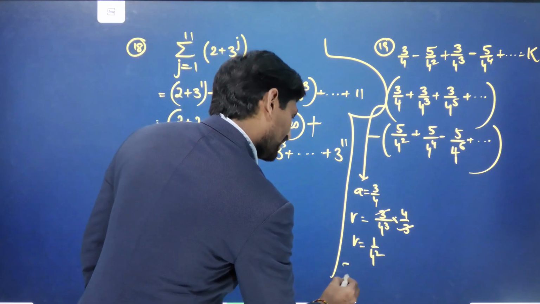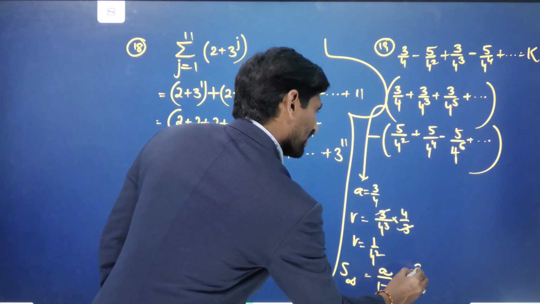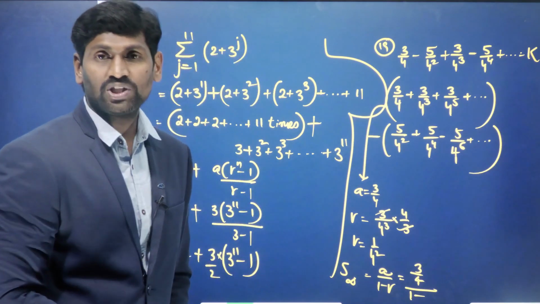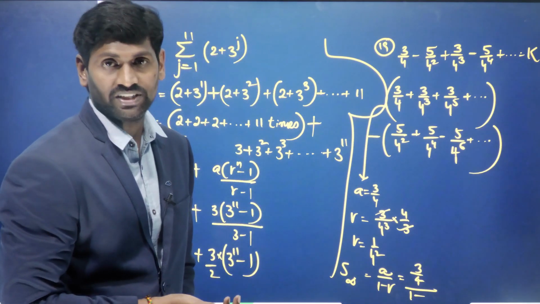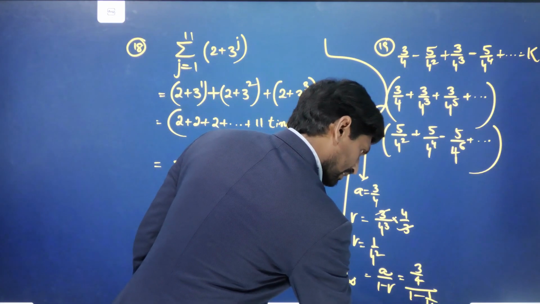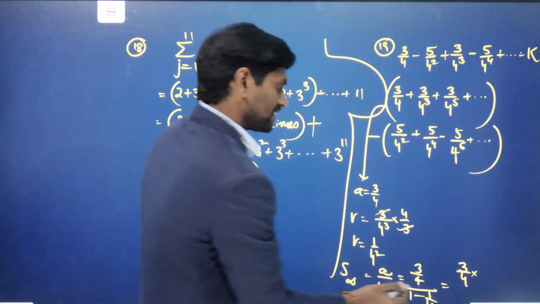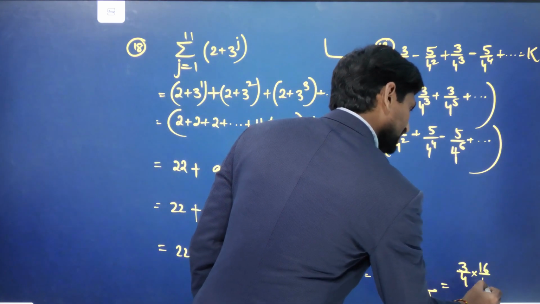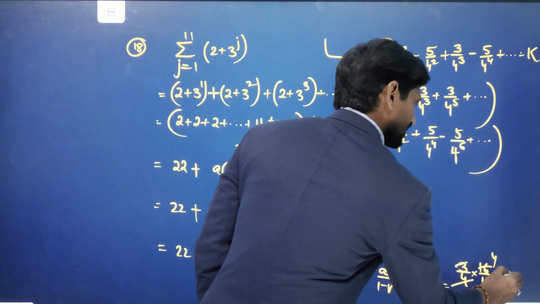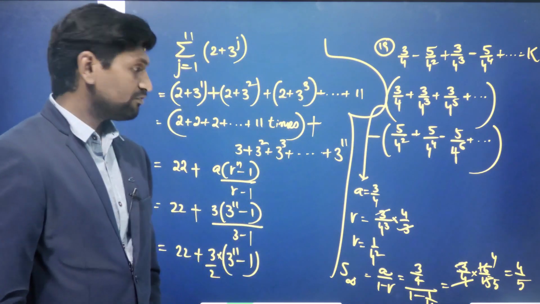So for the S infinity formula, A by 1 minus R. A value is 3/4, and 1 minus R is 1 minus 1/16, which is 15/16. When you transpose, it will be 16/15. Here 4 times cancels, here 5 times cancels. So the first one's answer will be 4/5.